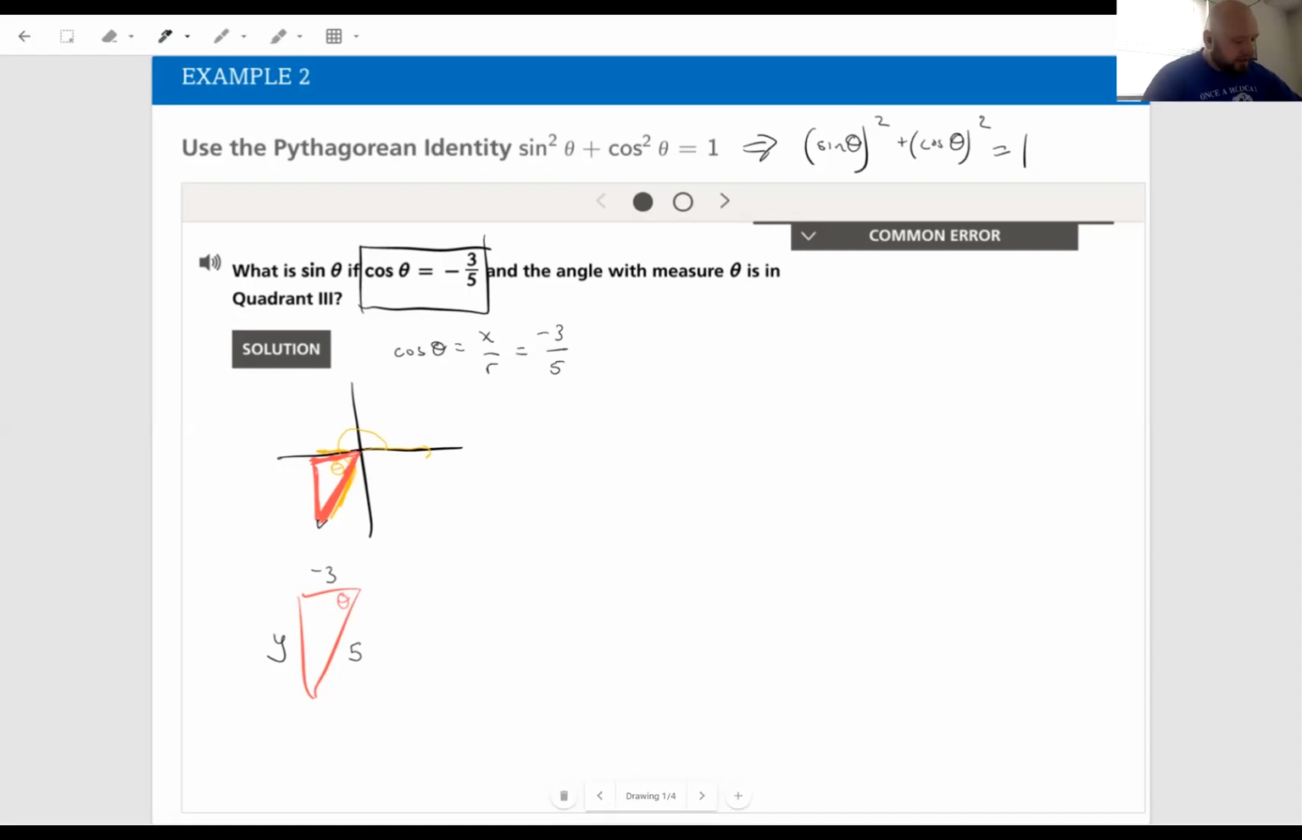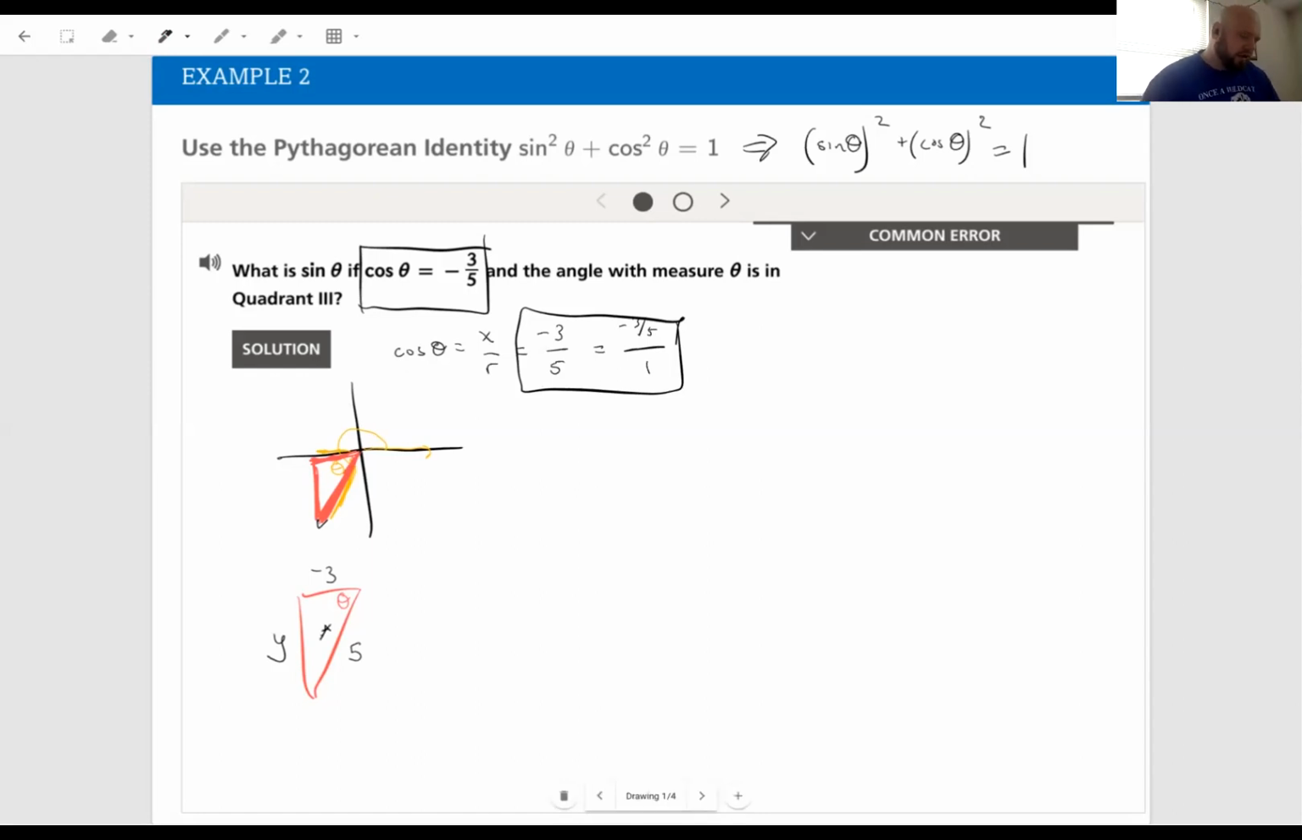Another way you can think about this, if you are on the unit circle, is that the x value is -3/5 and the radius is 1, because these two fractions right here mean the exact same thing. Okay, so we're back to our red triangle down here. In this triangle, what we're going to do is solve for y.